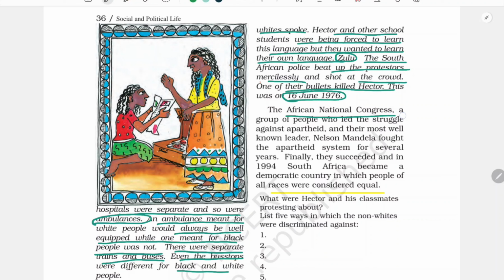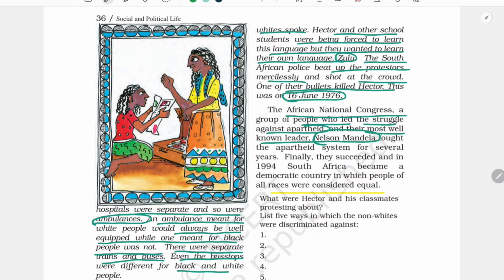The African National Congress was a group of people who led the struggle against apartheid, and their most well-known leader was Nelson Mandela. I hope all of you have heard about him. He was also the first president of South Africa.